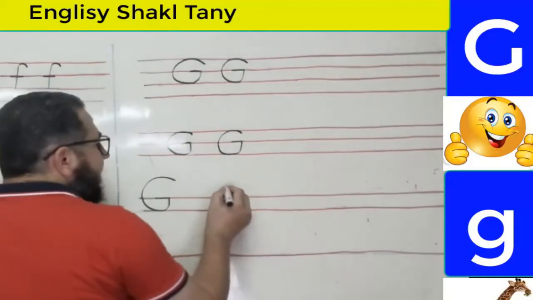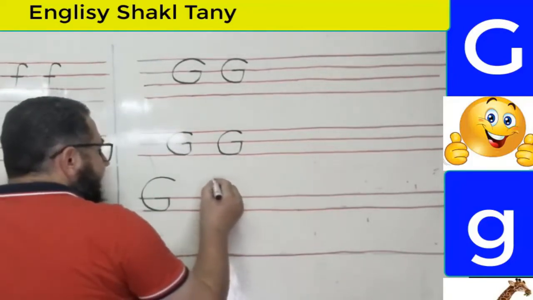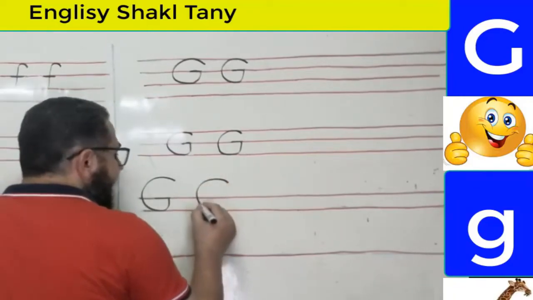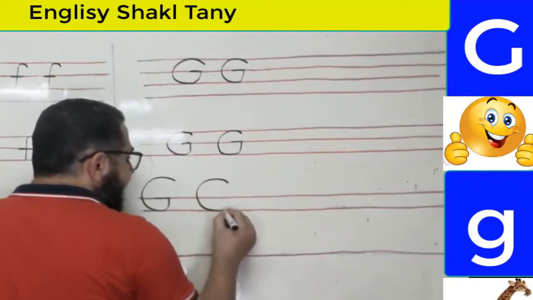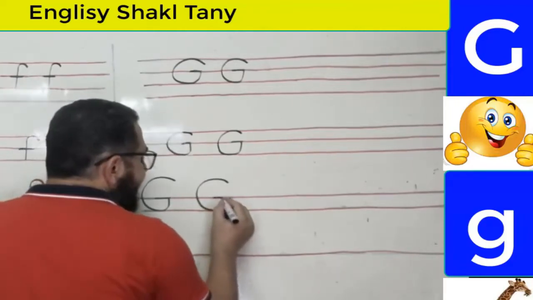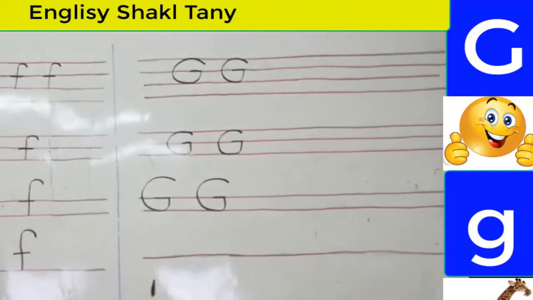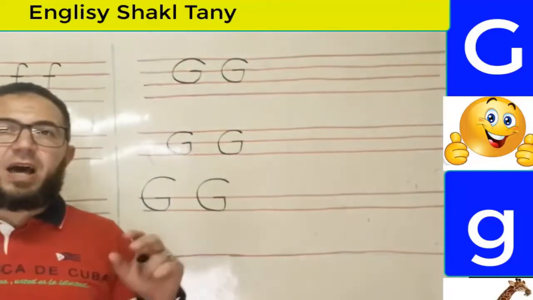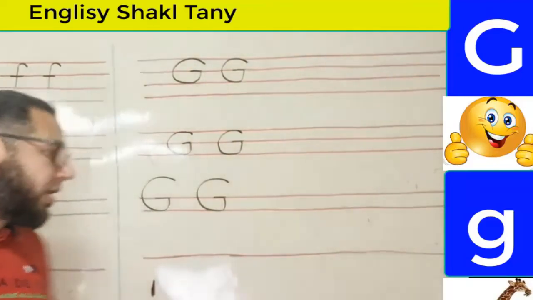Again, at the top, make a curved line like that. Go to the second line. Back to the first line, then a sleeping line like that. It's G capital. Let's see how to write it on only one line.